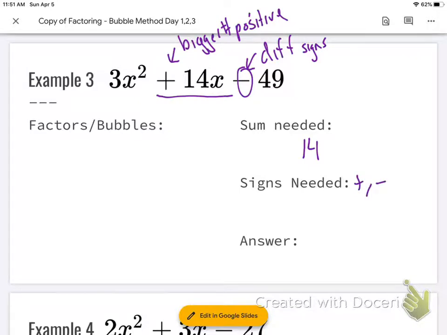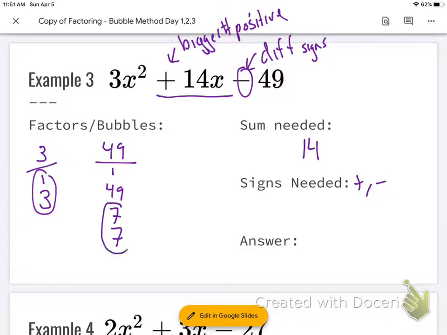So we're going to do our factors here. So 3 is 1 and 3. 49. Factors of 49 are 1 and 49, and 7 and 7. The bigger number is going to be negative. So is 1 times 3 going to create the bigger number, or 1 times 49, or 3 times 49?